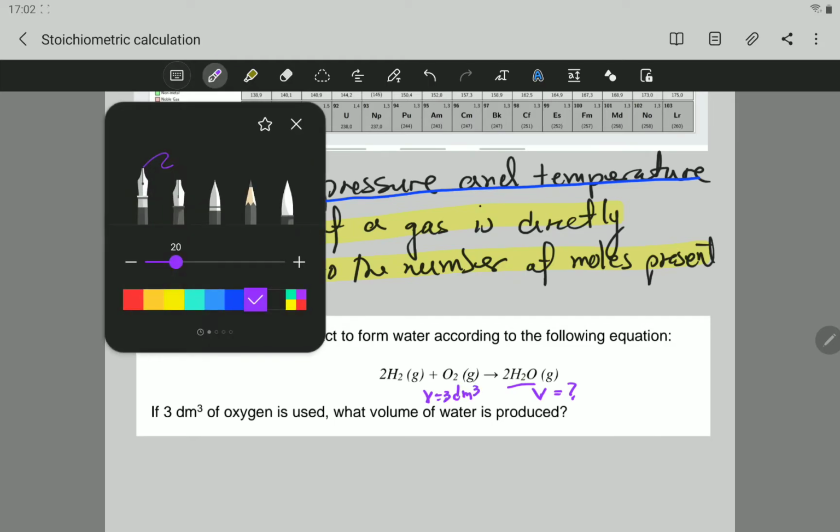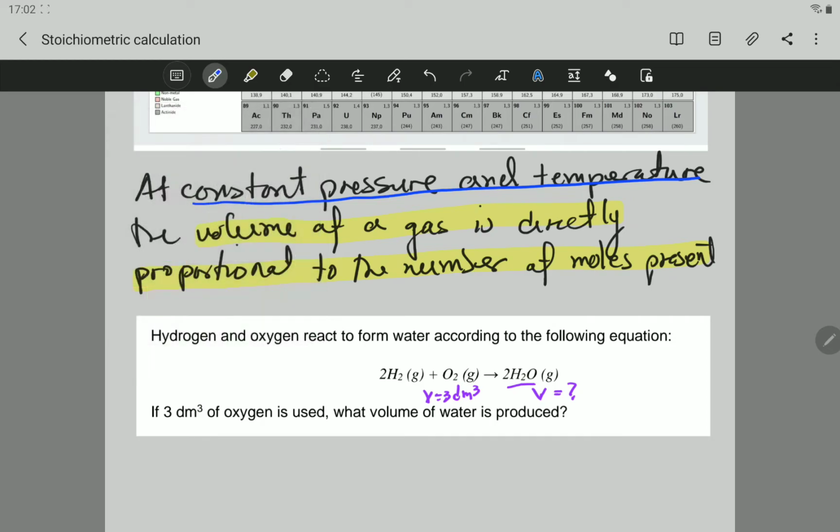Now, as I said, important, all of them are gases. Everything is in the gas state, and obviously the temperature and pressure are constant. Here they didn't change any of those. So we can use the ratio of these reactants to product to calculate the volume straight. We don't have to calculate the number of moles. That happens when everything is a gas.